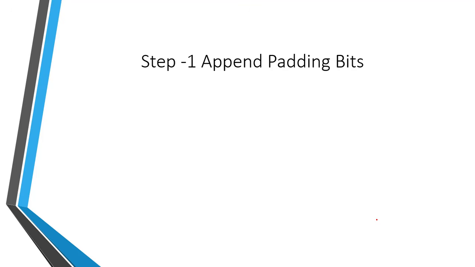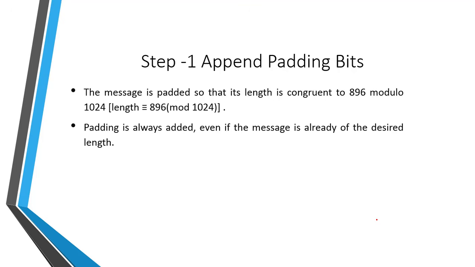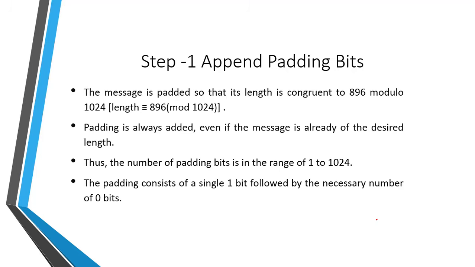So first is append the padding bits. On our original message we are appending the padding bits. The message is padded so that its length is congruent to 896 modulo 1024 bits. Padding is always added even if the message is already of the desired length. Thus the number of padding bits is in the range of 1 to 1024 bits. The padding consists of a single 1 bit followed by the necessary number of 0 bits.